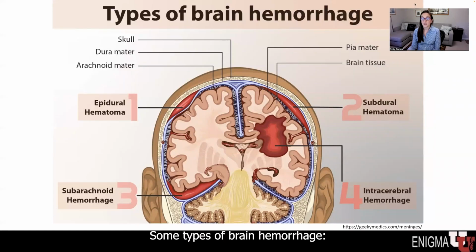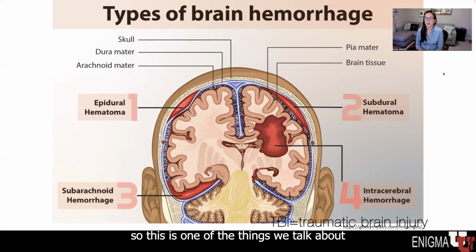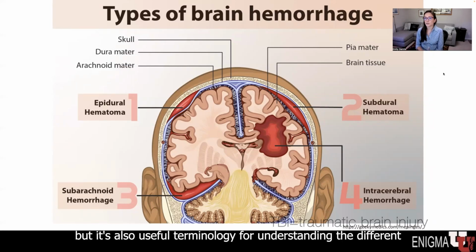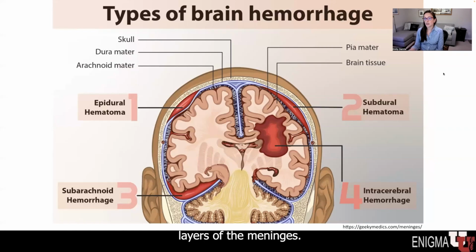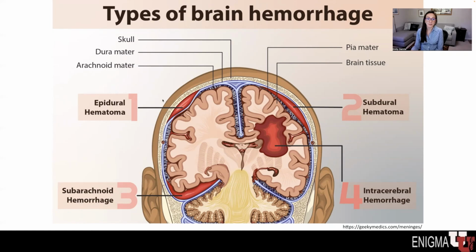Some types of brain hemorrhage. I'm a TBI researcher, so this is one of the things we talk about, but it's also useful terminology for understanding the different layers of the meninges. So in this image here, you can see the skull, the dura, the arachnoid, and the pial layer, and a few different types of hemorrhage or bleeds that we can talk about after a traumatic brain injury.